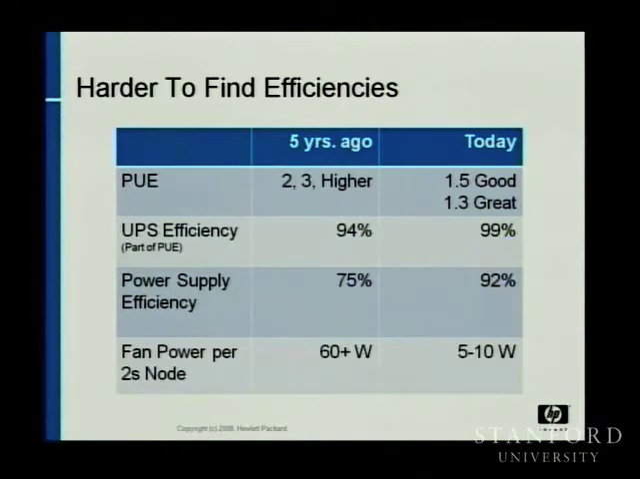UPS efficiency, so uninterruptible power supply efficiency, 5 years ago was 94%, and that was because they were converting once to come into the battery and once to leave the battery. Now they just bypass the battery if everything is working okay. And so that's gone from 94% to 99%. Power supply efficiency 5 years ago was 75% on a good day. These days, 92% is sort of expected, and there are a bunch of standards that are marching everybody to a certain efficiency level at load. And the other one is fan power. Per 2-socket node, we used to routinely blow 60 watts worth of fans and just have them on all the time. And now 5 to 10 watts, 5 watts at idle, perhaps 10 watts at a reasonable load.